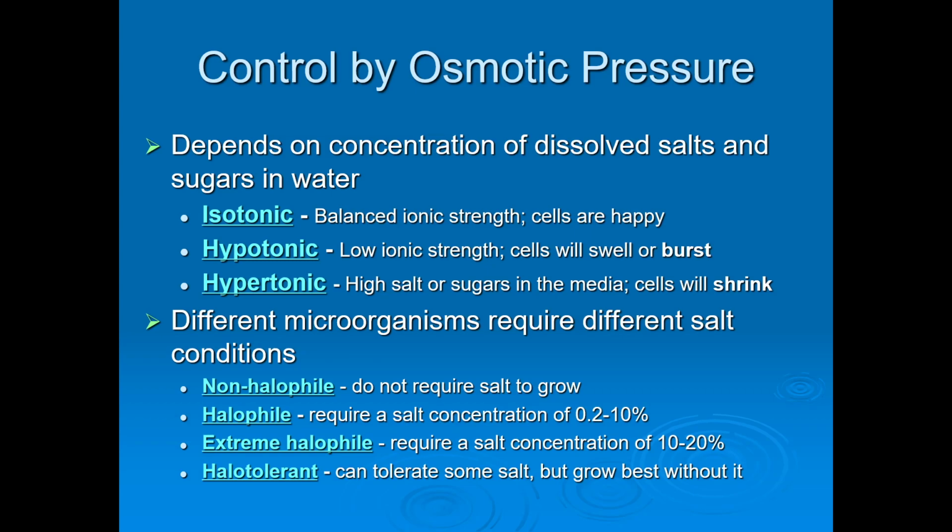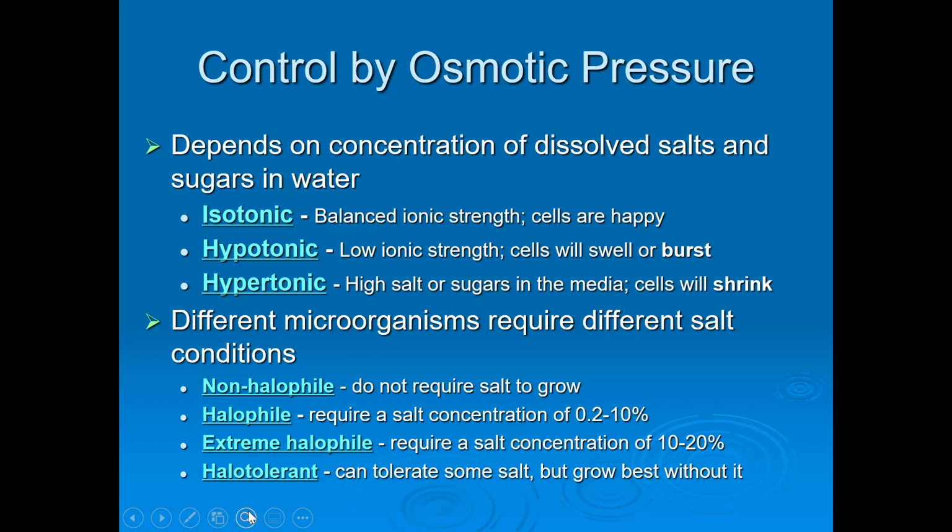Different microorganisms are going to require different salt conditions, right? As we're talking about with temperature and pH, not all our microorganisms are going to want to survive in the same conditions. Some of them are going to try and specialize. So we have non-halophile, which is going to not require salt to grow, right? Then a halophile, based off these names you can kind of figure it out, is going to require salt to grow, so just a small concentration.